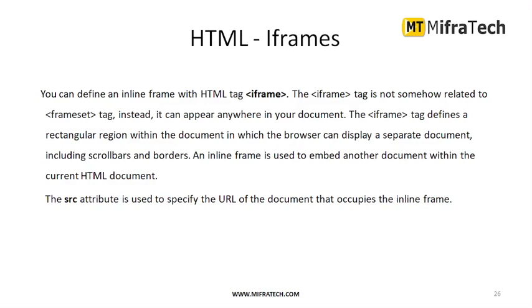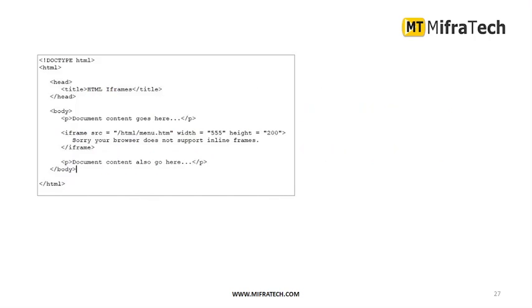Next, HTML iframes. You can define an inline frame with the HTML iframe tag. The iframe tag is not related to the frameset tag. Instead, it can appear anywhere in your document. The iframe tag defines a rectangular region within the document in which the browser can display a separate document, including scroll bars and borders. An inline frame is used to embed another document within the current HTML document. The src attribute is used to specify the URL of the document that occupies the inline frame.